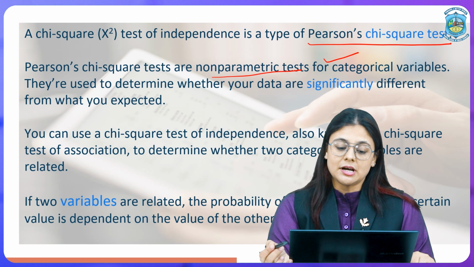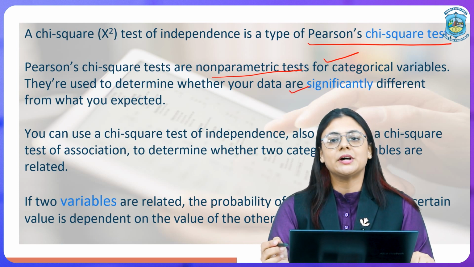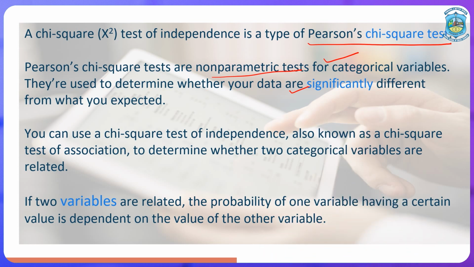Now they are used to determine whether your data is significantly different from what you were expecting it to be. You can use a chi-square test of independence, also known as the chi-square test of association. Why association? Because it is testing the association between two variables under study to determine whether the two categorical variables are related to each other or not.